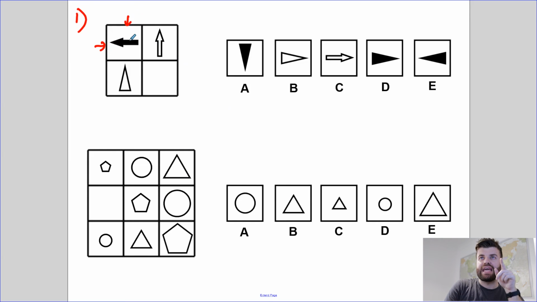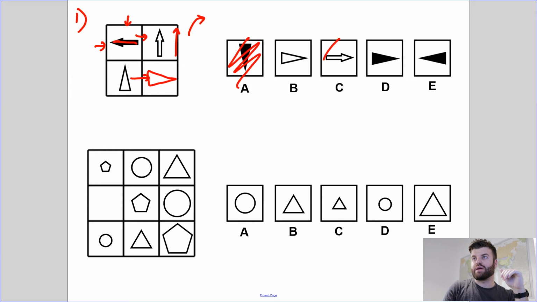Well, what's happening? Here we have an arrow facing left that's shaded, and it moves across to an arrow pointed up that isn't shaded. So what's happened to the arrow? Well, firstly, it's rotated 90 degrees clockwise, and secondly, the colour has swapped from black to white. So with our shape moving across, we're going to rotate it 90 degrees clockwise, so it'll be facing that way.